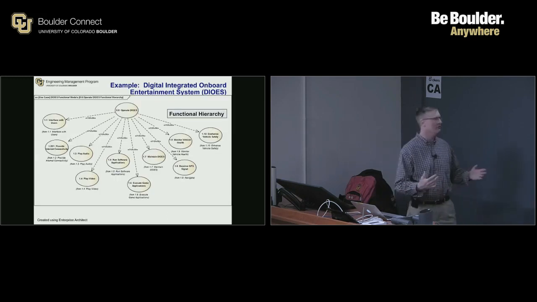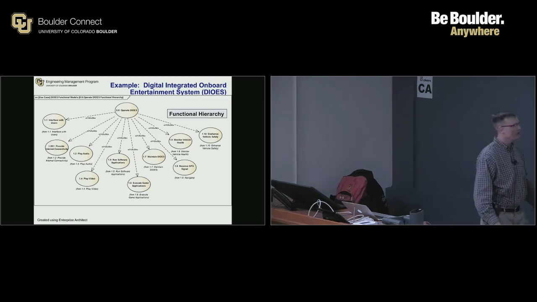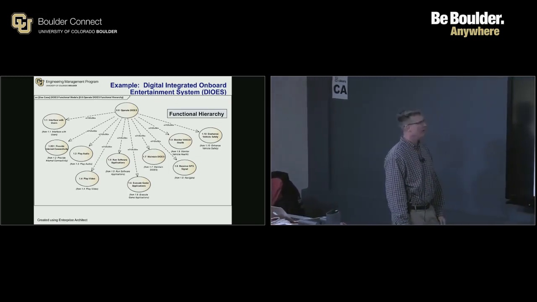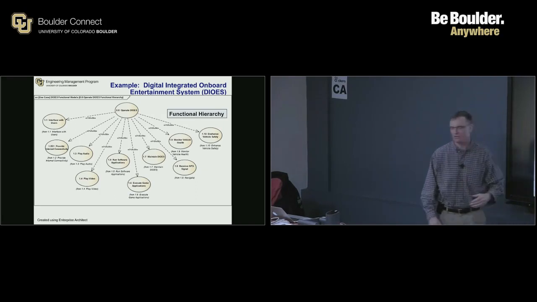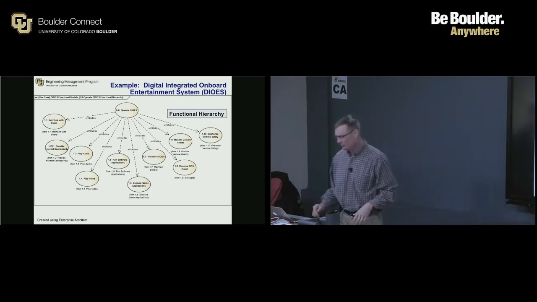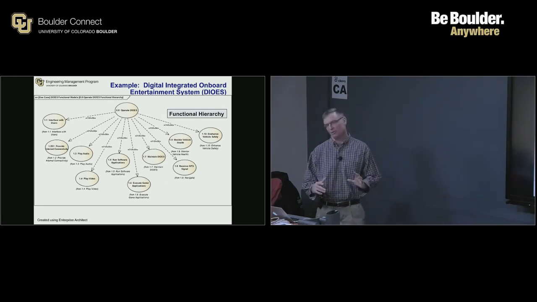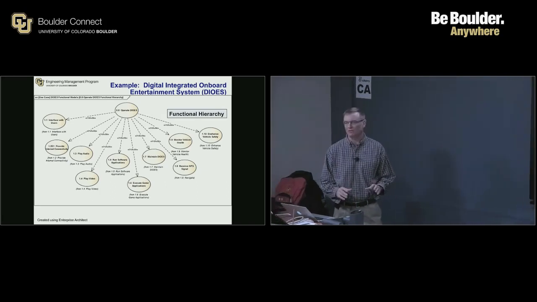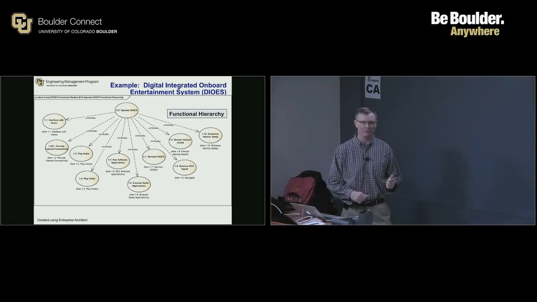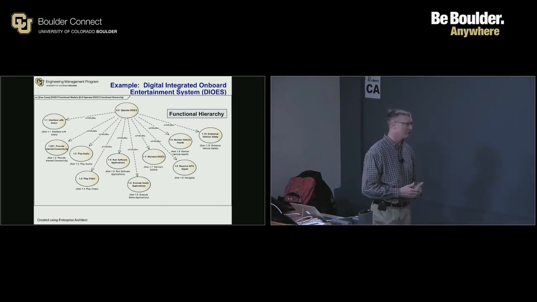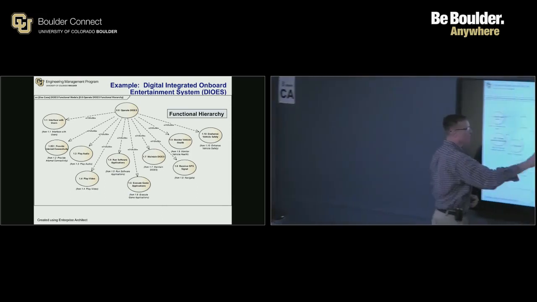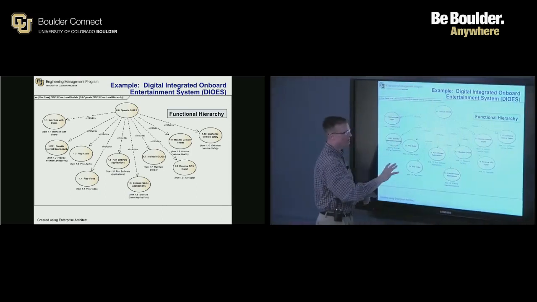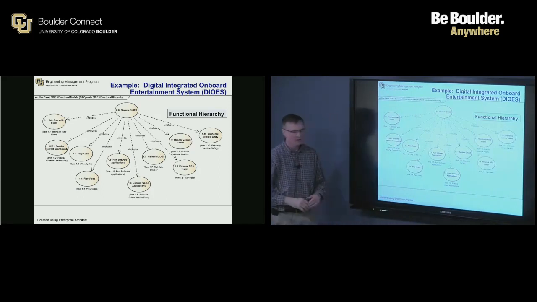This is another sort of functional hierarchy type of diagram. So this thing was this digital integrated onboard entertainment system. It was my project for my master's. And so it was supposed to be like a fancy car entertainment system that played movies and music and all this kind of stuff all at once. So it was called DIOS. And so these were all at a very top level. It was supposed to show all the different functions that this would do.